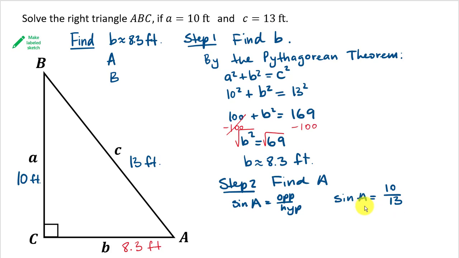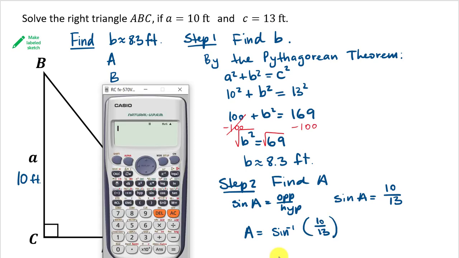When that happens, we'll need to use the inverse function, because remember, the inverse function is the one that produces an angle measure. So to find the measure of angle A, we'll have to use the sine inverse function, where we input 10 over 13. And of course, that's something we'll have to compute using a calculator.